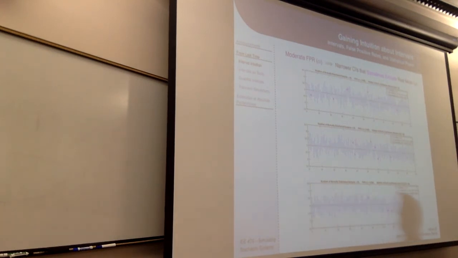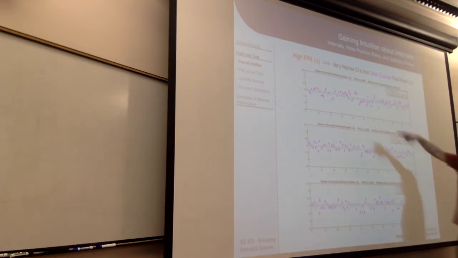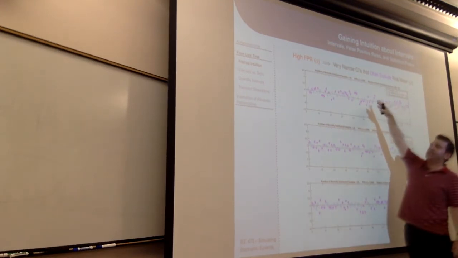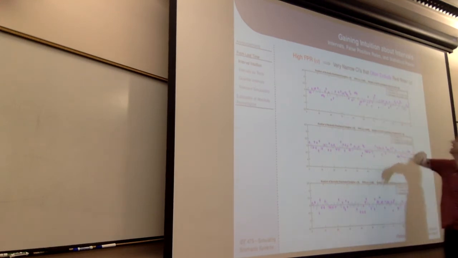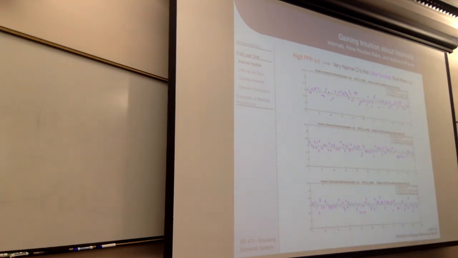I can go a little bit farther, and I can say, well, what if I have a really high false positive rate? In this case, I chose a 0.6, so a 60% false positive rate. So these are 40% confidence intervals. And notice the confidence intervals are tiny. So every confidence interval sort of gives me the impression that I know very closely where that mean is. But it turns out that a lot of them are wrong. 60% of them don't even contain the mean.